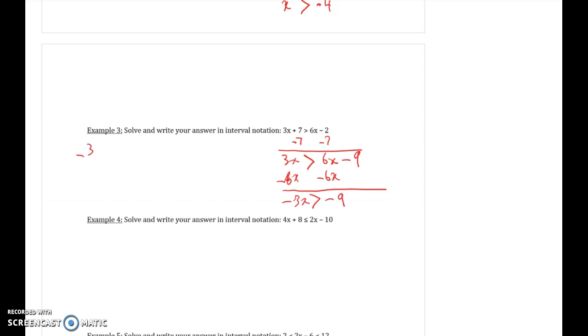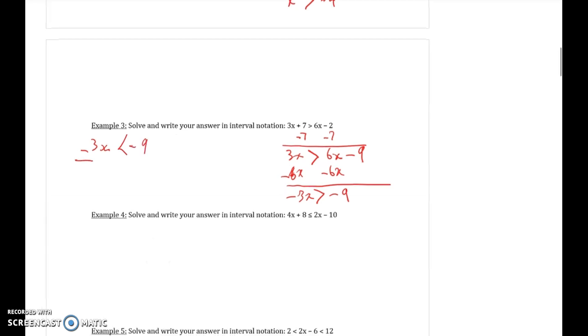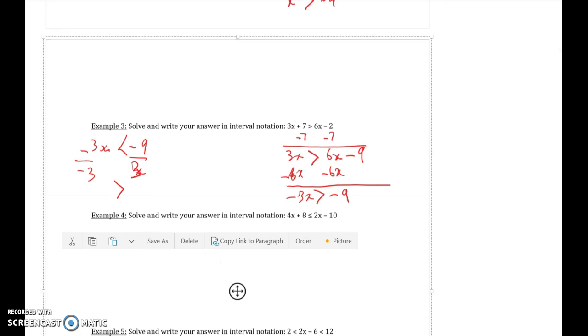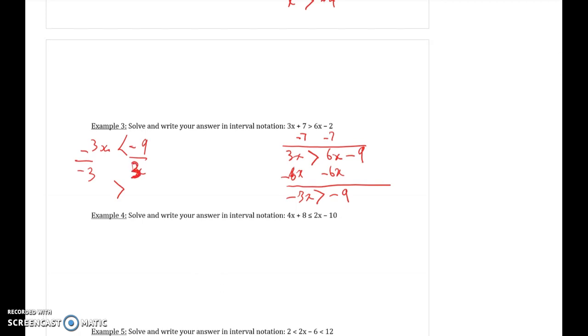Because negative 3x is less than negative 9, I divide by negative 3 to find the value of x, and I end up having to flip my symbol. I got, not by x, but by 3. I've been distracted.